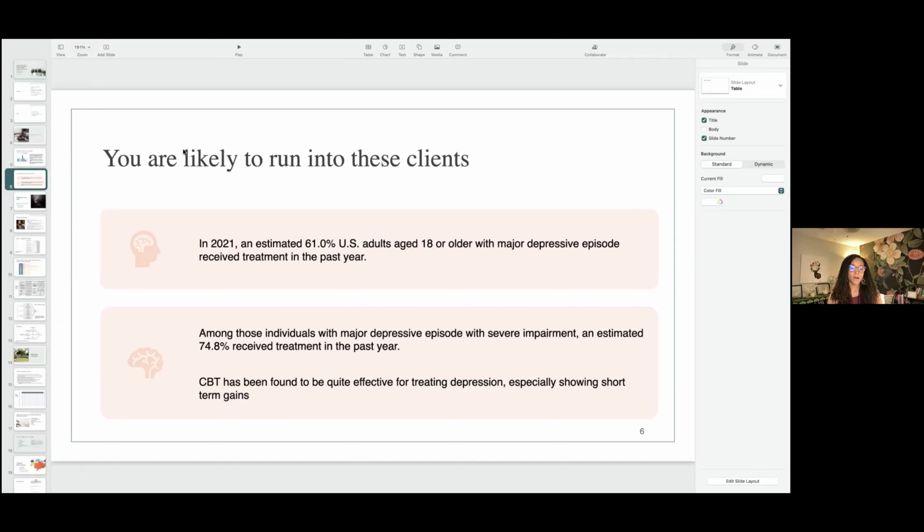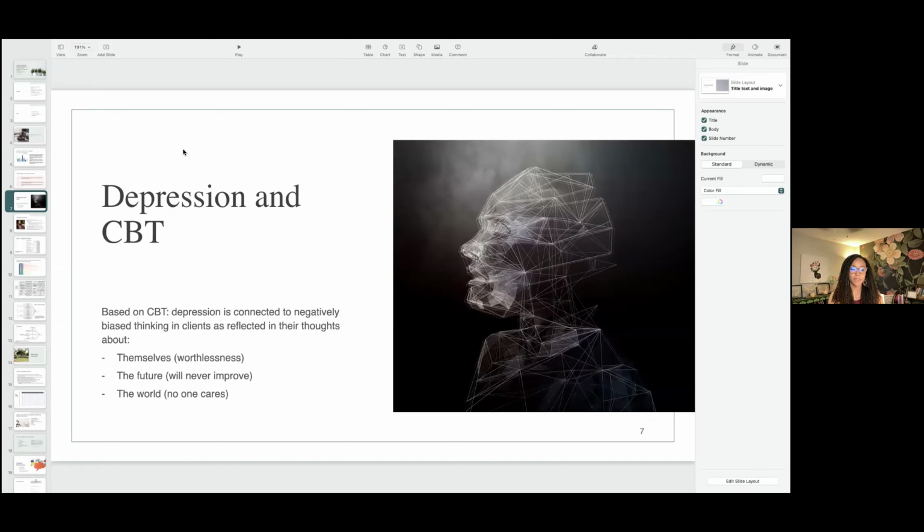When we talk about depression and CBT, it's important to think about the crux of how depression operates according to the cognitive behavioral framework and how it shows up. Cognitive behavioral therapy says that at the core of depressive cognitions is a sense of biased thinking towards themselves, towards the future, and the world. I am worthless. I will never get better. Things will never get better. Nobody cares about me, and the future is bleak.